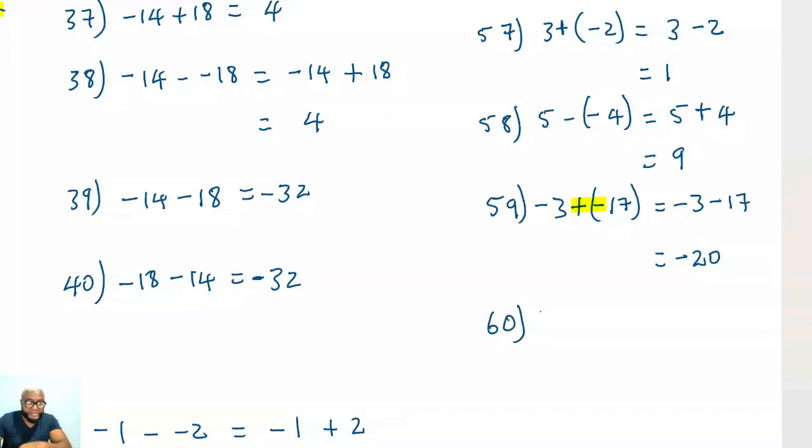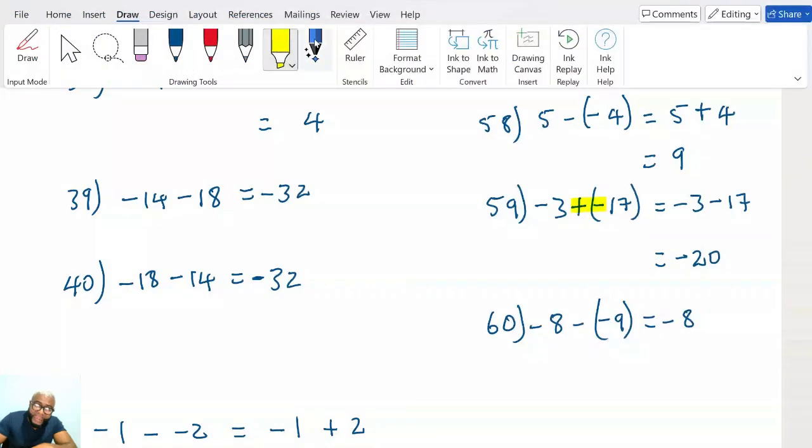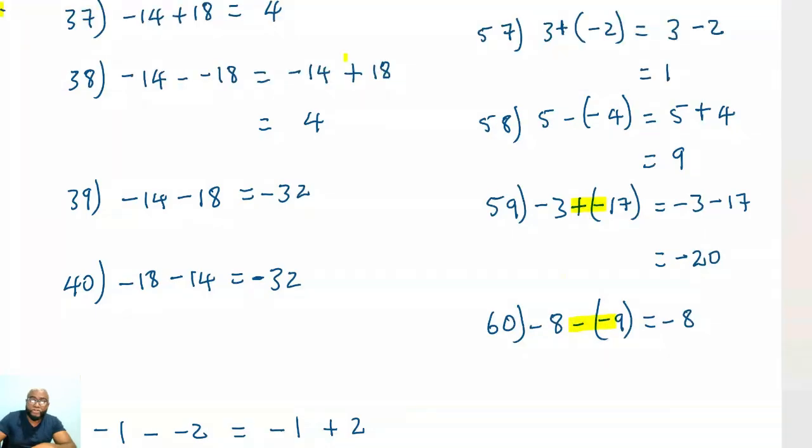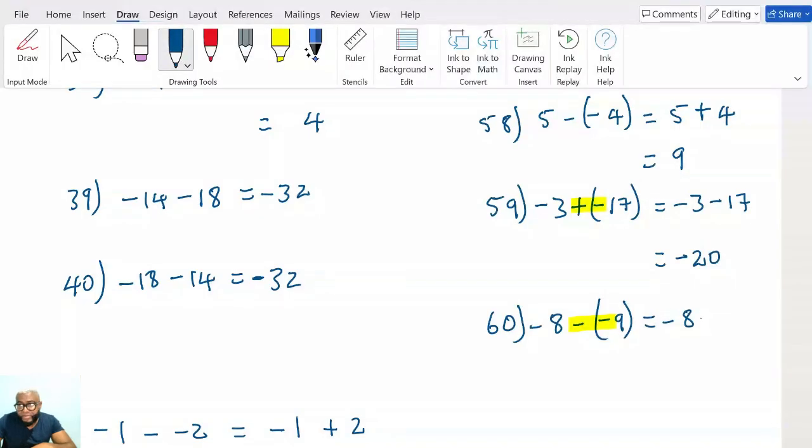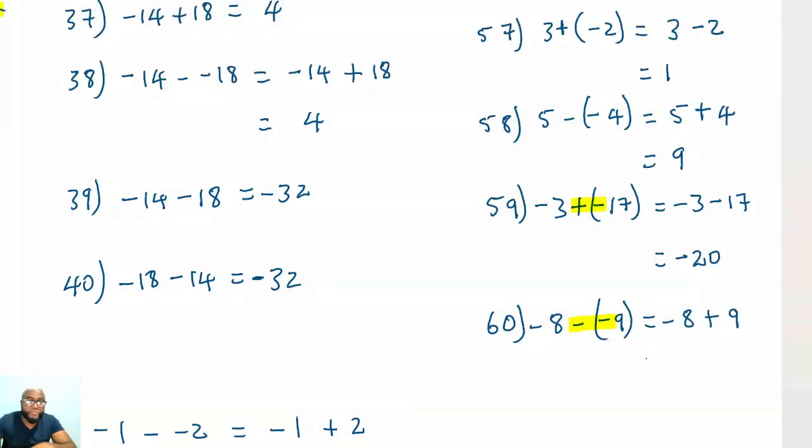And the final one, which is 60. 60 is negative 8 minus negative 9. Rewrite this as negative 8. This minus and this minus here, let me highlight it again. Those two minuses become a plus, so I'm going to put plus in between 8 and 9, and I'm going to drop my brackets. Once the two signs are different, I subtract. I will get 1. Keep the sign in front of the larger number. It remains positive 1.